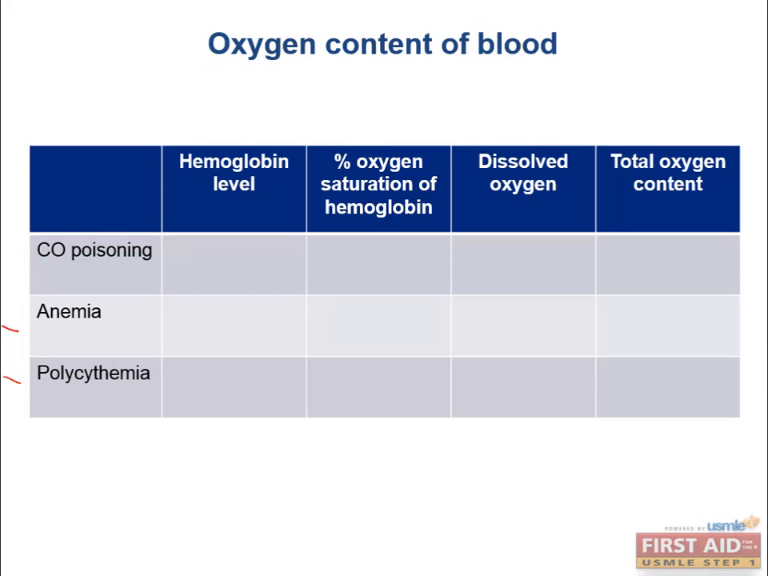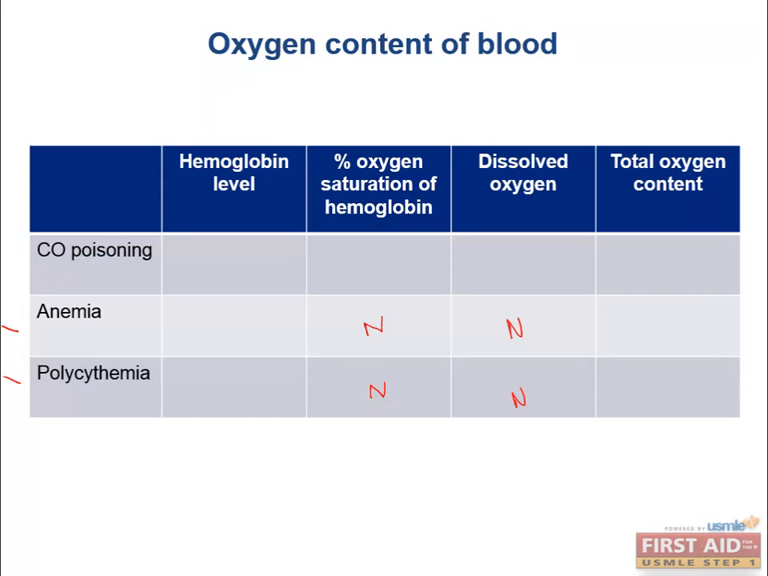Is the hemoglobin itself affected? No, so the oxygen per gram of hemoglobin will be normal. What about the dissolved oxygen? This is also normal, since nothing in the serum has changed either. Now, in a single unit of blood, what happens to the hemoglobin level?